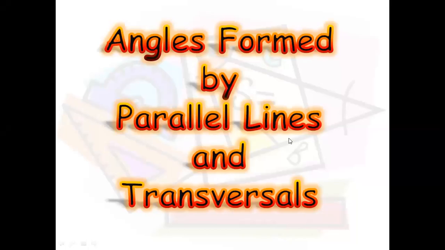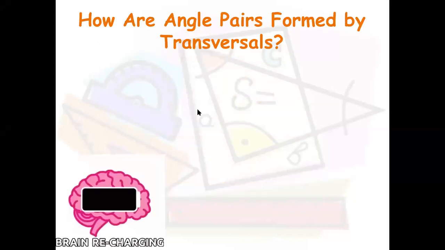Hello everyone. So in this video we'll be seeing what are the angles formed by parallel lines and transversals, what are the different names, or how can we call them, and what particular relationship is there between these angles. We'll be seeing in detail in this video. So to start with, let's first look at how angle pairs are formed by transversals.